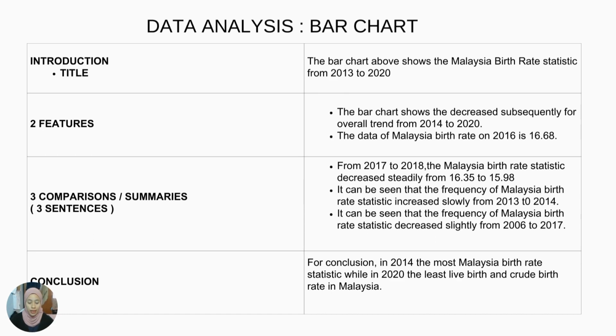For conclusion, in 2014, there was the highest Malaysia birth rate statistic, while in 2020, the lowest birth rate in Malaysia.